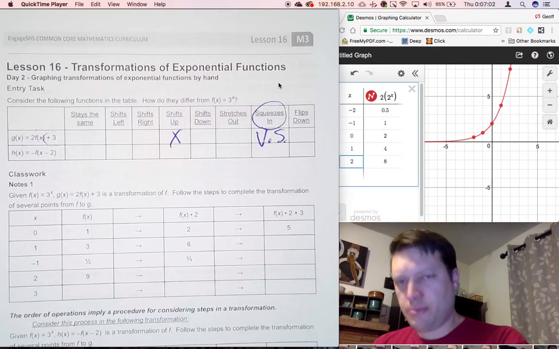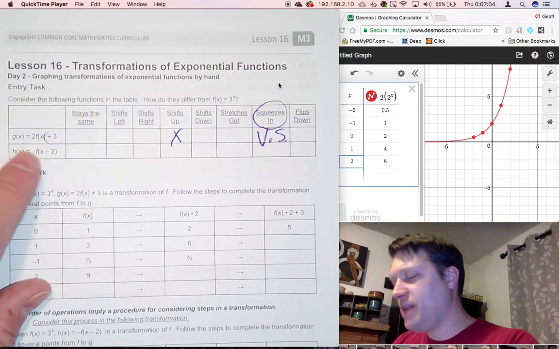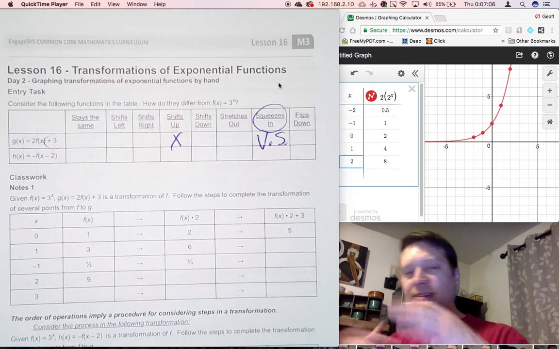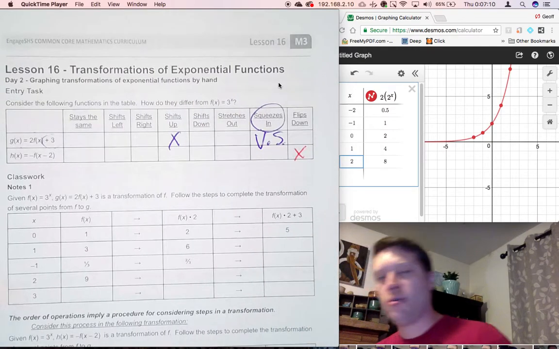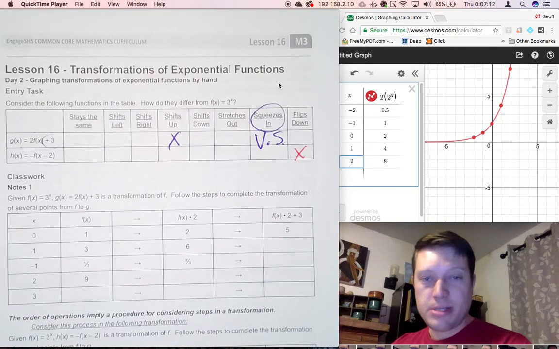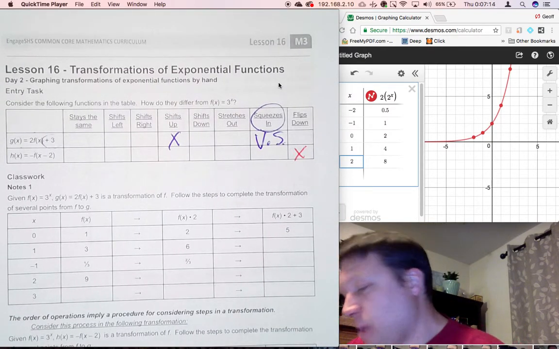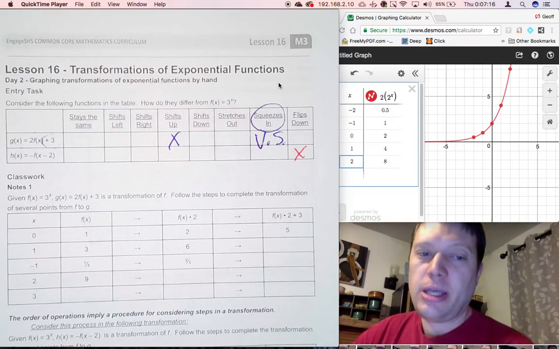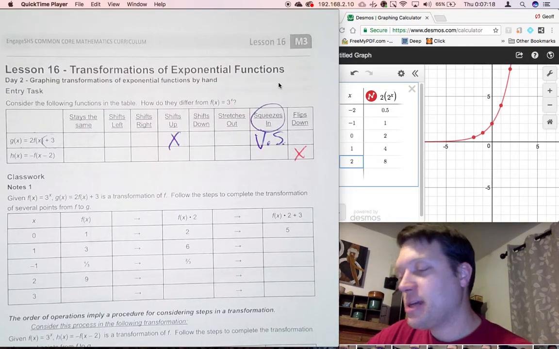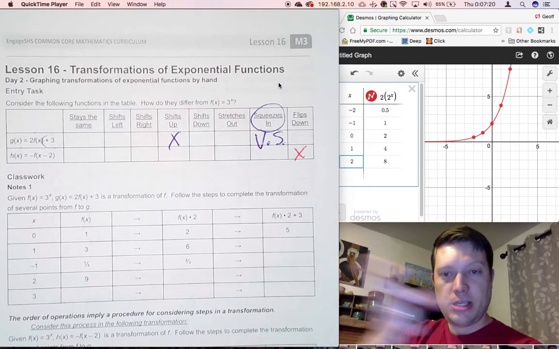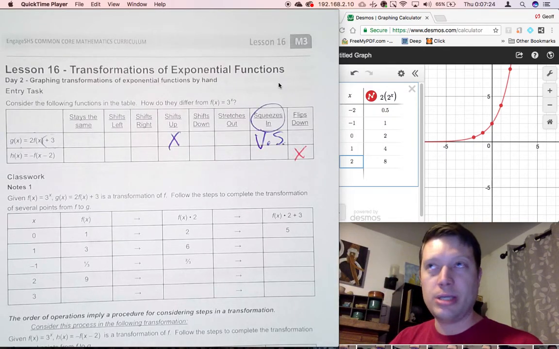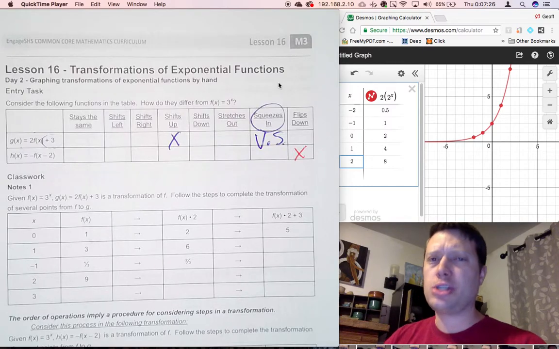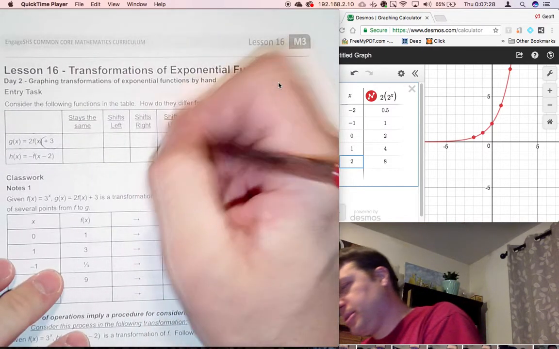For h of x, because we have a negative out front, that negative out front is a flip over the x-axis. So we're definitely flipping over x. X for flips down, x for x-axis. The minus 2, because it's happening on the inside of the parentheses, is going to modify a shift in the horizontal direction. So minus 2 is the same as shifting to the right 2 spaces.